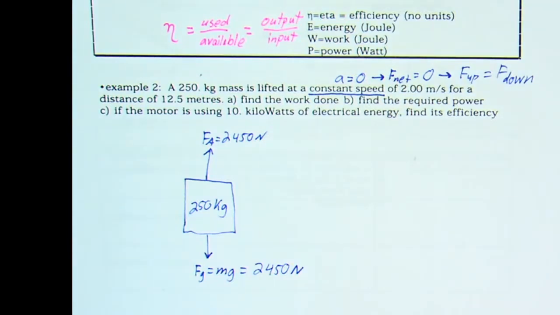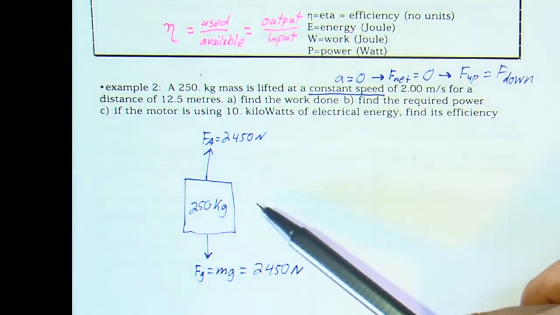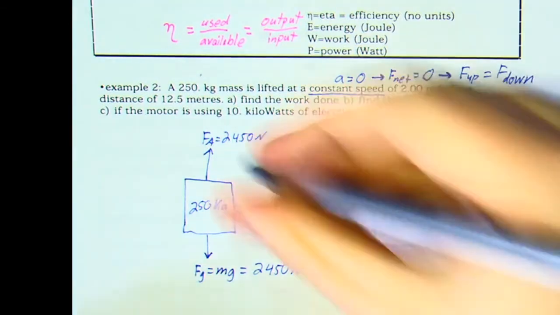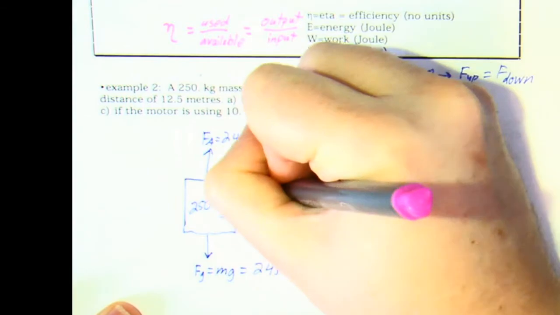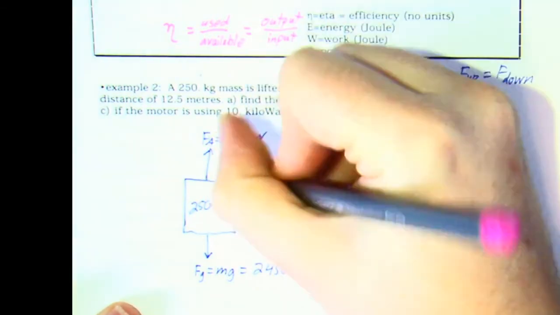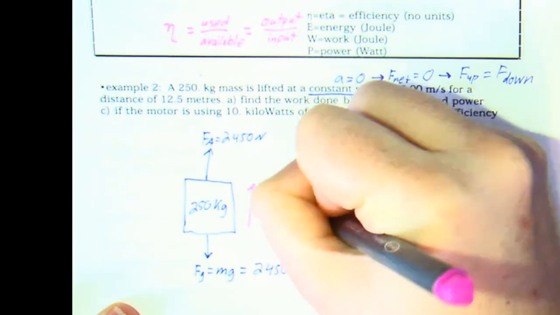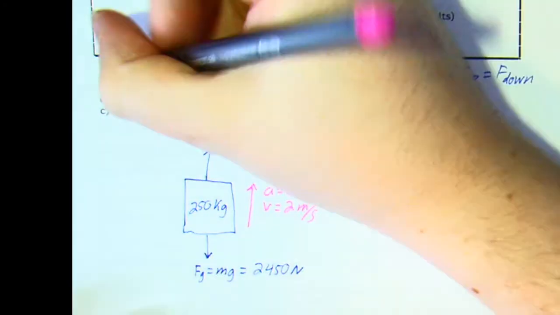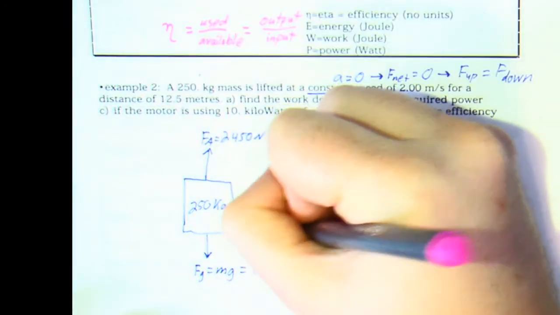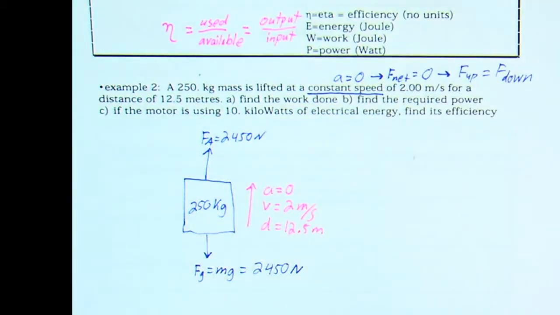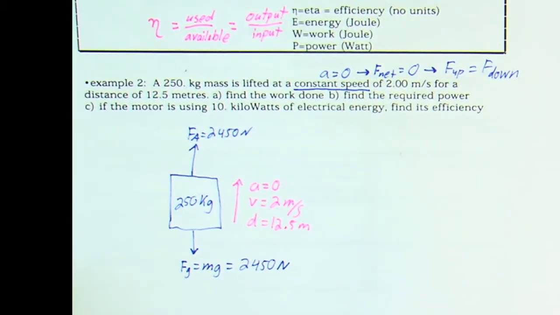So let's record some of the other information that we've got here. That's my free body diagram, but we also know a few other things. We know this thing is moving upwards. It's got an acceleration of 0. It's got a velocity of 2 meters per second. We're told that it's lifted 12.5 meters. So this is all the information that we've got. Let's go through and look at how we can solve this problem.